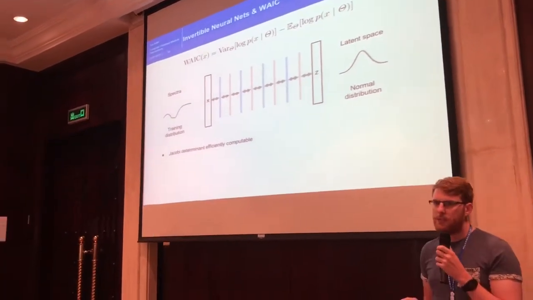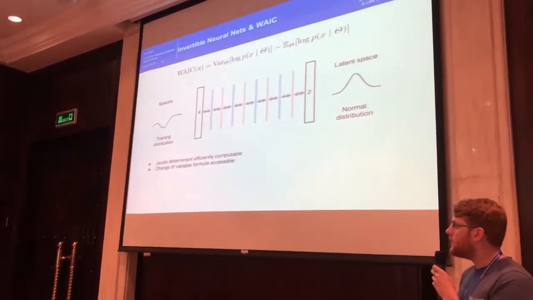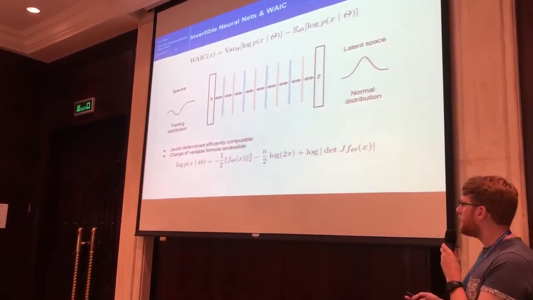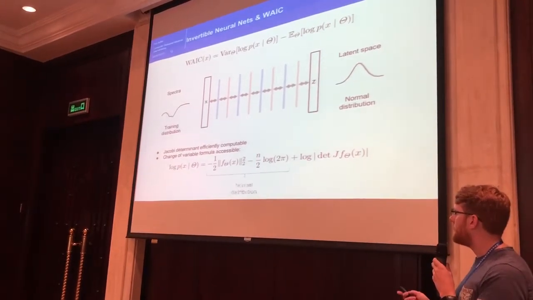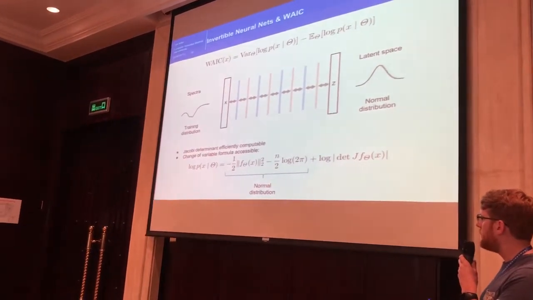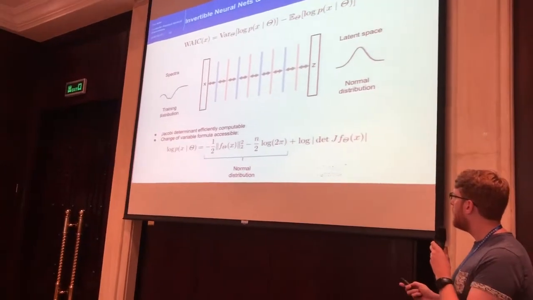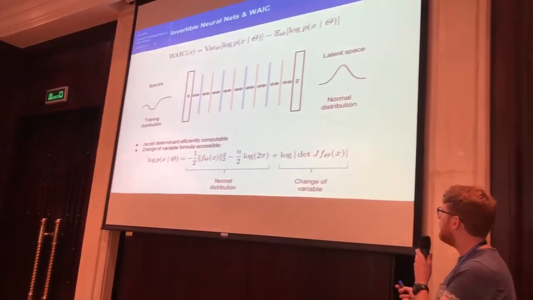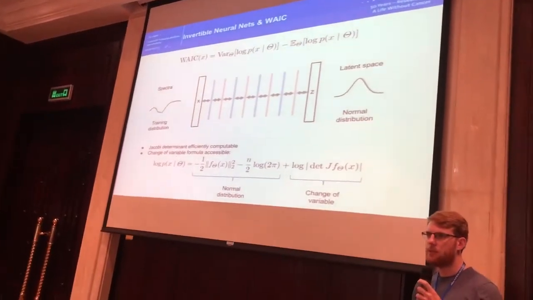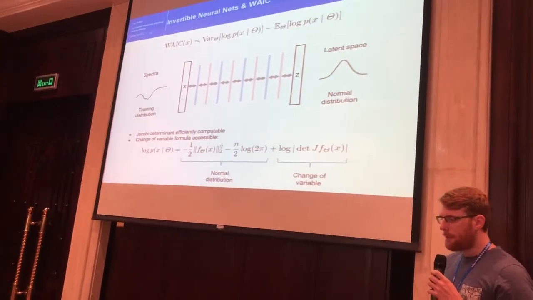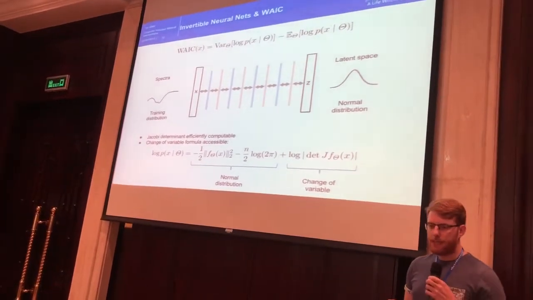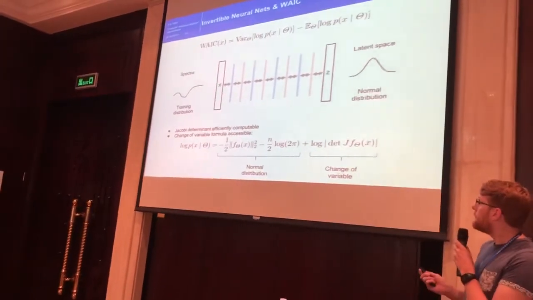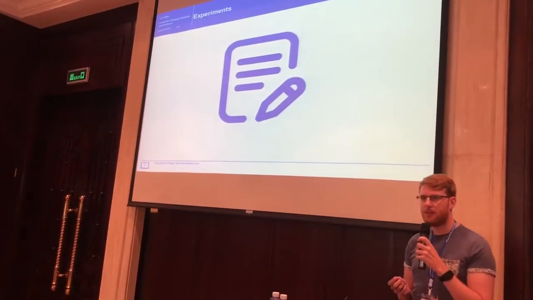Because of the special architecture that we have, there is a tractable Jacobian determinant in this network, and with that we have the change of variables formula, and because of that we can compute this log probability exactly. So in this formula, the first part is just the log likelihood of the normal distribution, and the second part is from the change of variables formula. And here you see we need the Jacobian determinant to compute this. Yeah, and so we said, okay, invertible nets and WAIC are a good fit. Let's try it out and see whether that works. And that's what we did and what we're still doing.